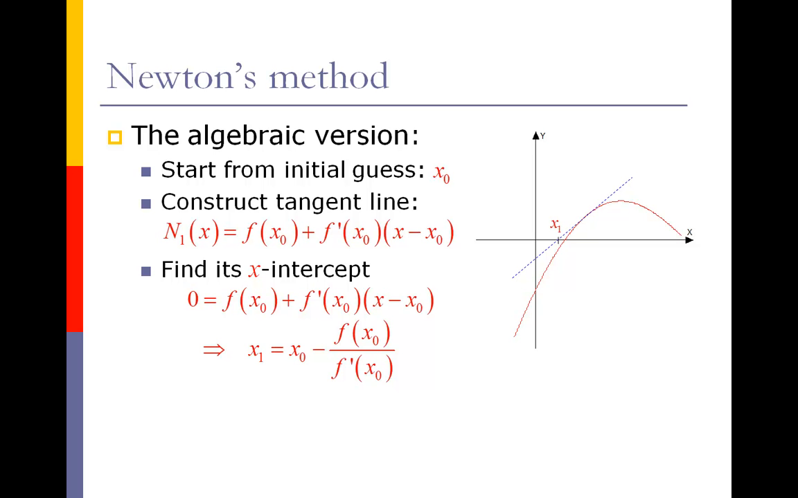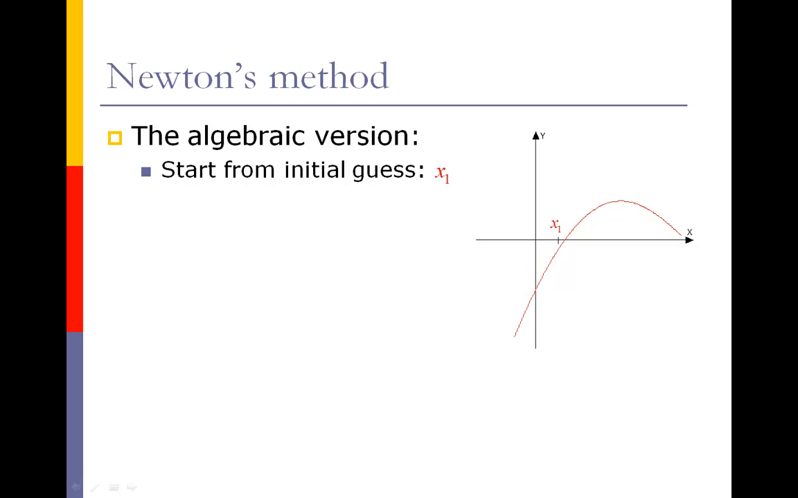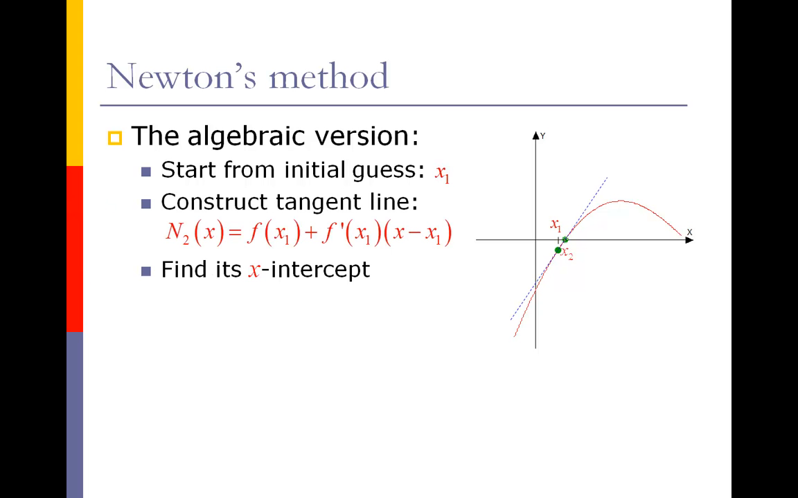Okay. Now, are we where we want to be? Well, not yet. You can tell that's not really the intercept of the curve. It's the intercept of the tangent line. So what we're going to do is repeat the same process. We're going to now start from our new initial guess, x1. And again, we're going to construct the tangent line. And again, we know how to construct it.